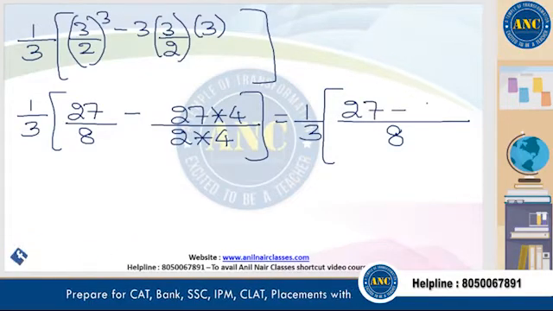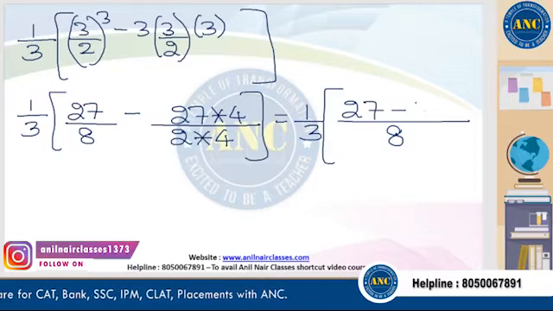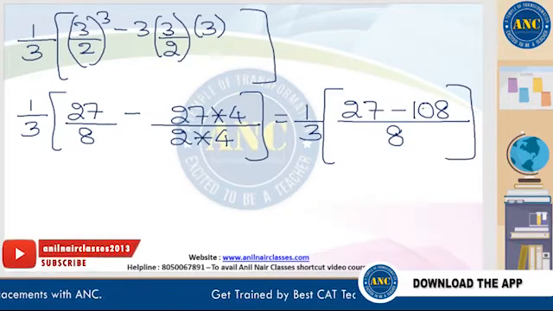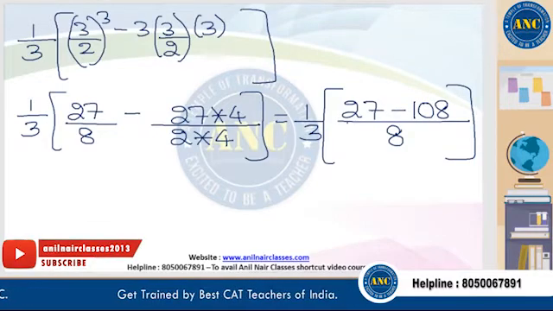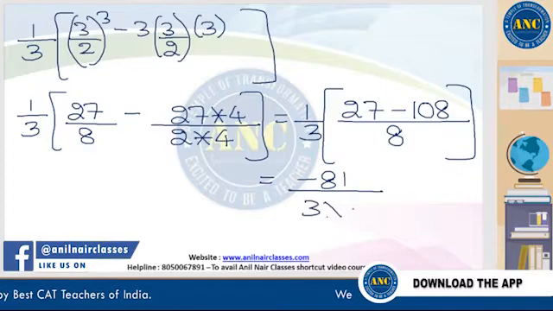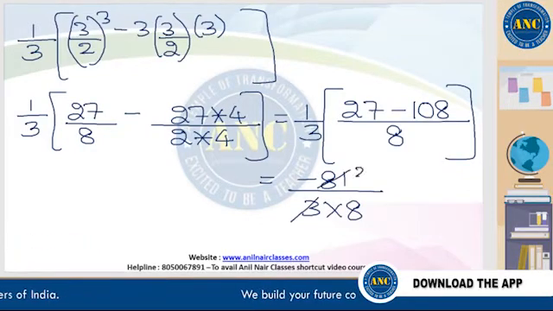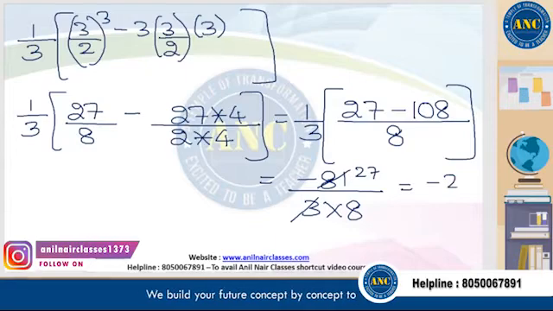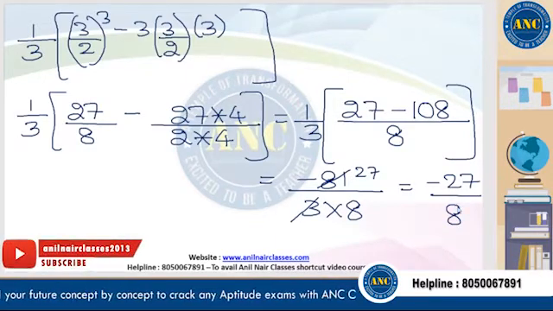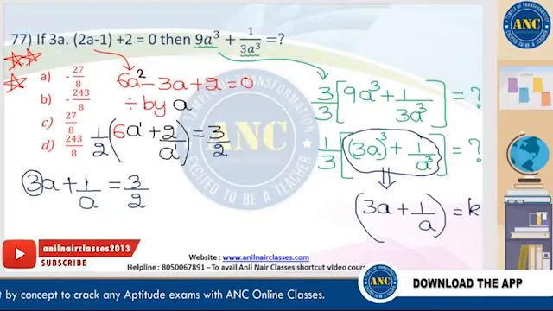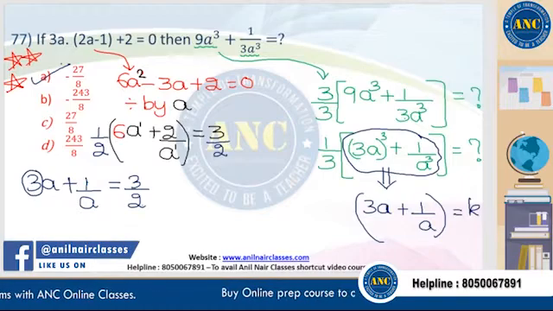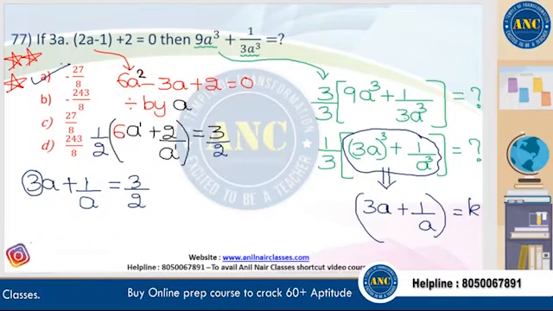Common denominator is 8 right now. 27 minus 27 into 4, it is nothing but 108. So it is 27 minus 108, which is minus 81. Minus 81 divided by 3 times of 8. 3 into 1, 3 into 27. Your final answer for this question is minus 27 by 8. That means the answer for this question is option A, which is minus 27 by 8. This is exactly how you need to solve the questions.